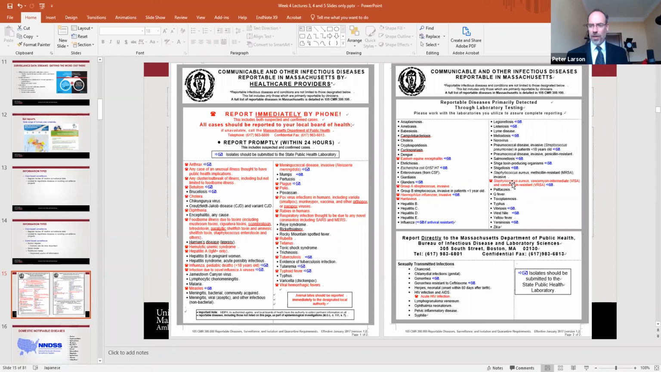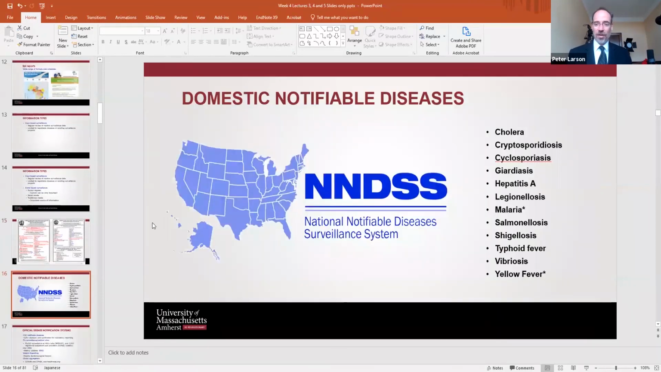So if you see, for example, some of these STIs, you report directly to the Massachusetts Department of Public Health, Bureau of Infectious Disease and Laboratory Sciences. Call them up when you've seen chlamydia, gonorrhea, syphilis, all these different things. So these are the list of diseases. Some states have more, some states have less. Some localities have more, some localities have less. The CDC itself, or the National Notifiable Diseases Surveillance System, lists these as— Can I ask a question?